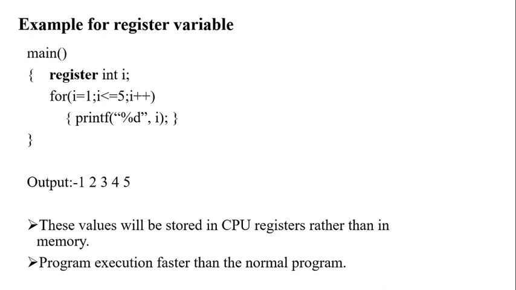So where are we using this register variable? We are using register variables for frequently accessed variables. So these are the four different types of storage classes. Thank you.